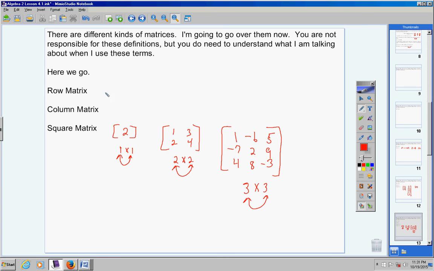So a row matrix is a matrix with 1 row. A column matrix is a matrix with 1 column. A square matrix is a matrix in which the columns and the rows are the same. They have the same amount of columns as rows.